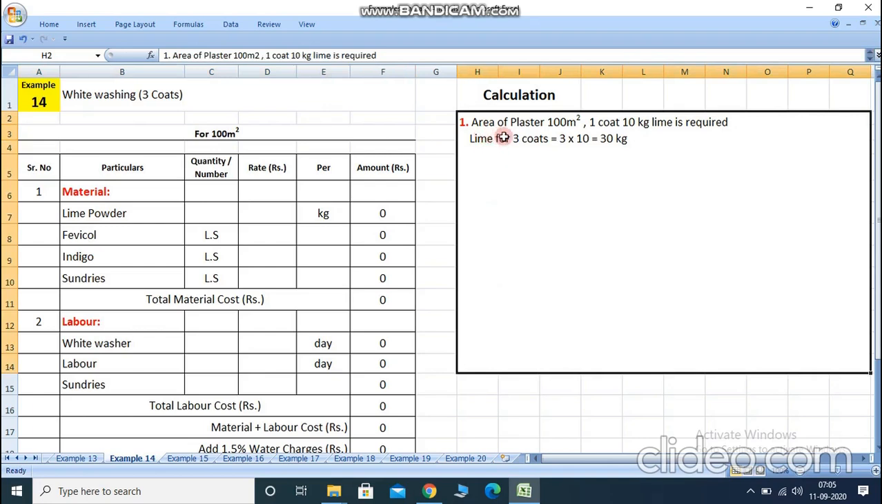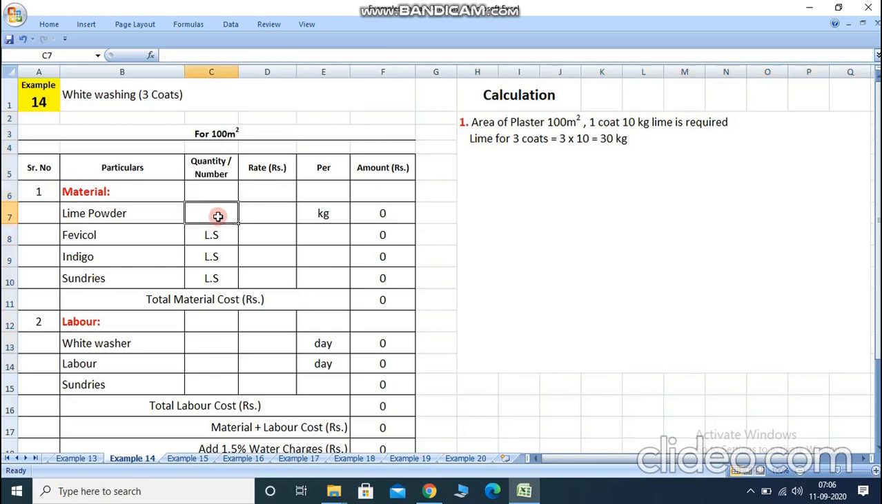The area for the plaster is 100 meter square, and for 1 coat, 10 kg of lime is required for 100 meter square. So for 3-coat, 3 multiplied by 10 means 30 kg of lime is required. In the material, lime, Fevicol, indigo and sunrise, these quantities we require. First, lime powder 30 kg is required, as we already discussed.